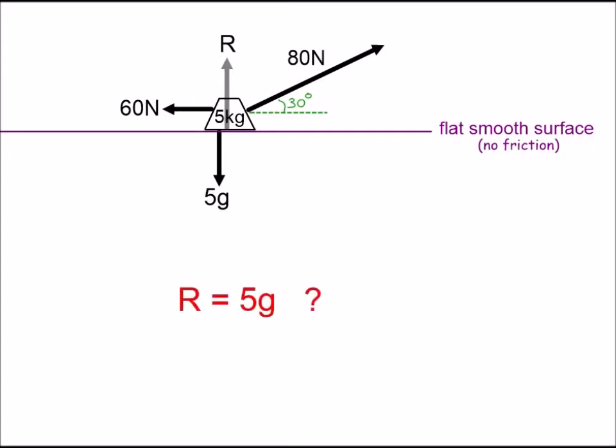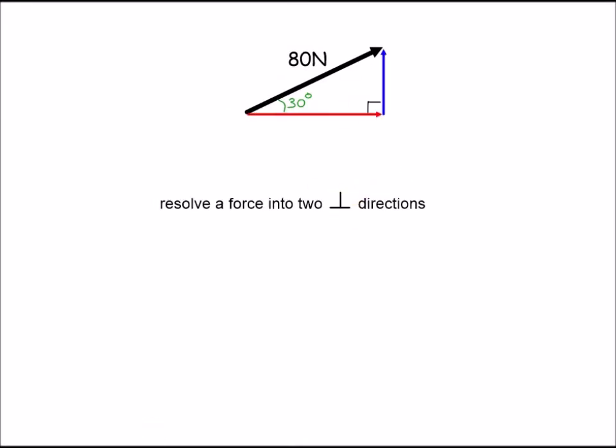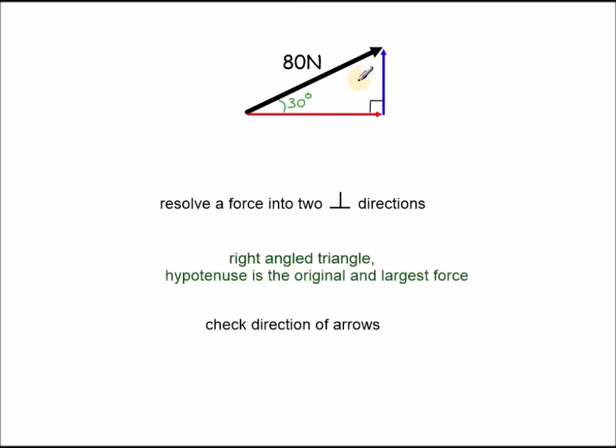So is R still equal to 5g? These two are not the only vertical forces in play now. This 80 Newton force will have a vertical component, so this is no longer true. Let's have a look at this 80 Newton force in isolation from the rest of the diagram and resolve it into its two components, its horizontal and vertical component. So we want to resolve this force into two perpendicular directions, like so, and we have a right angle triangle.